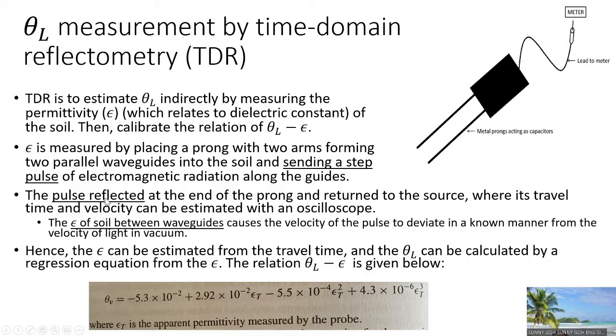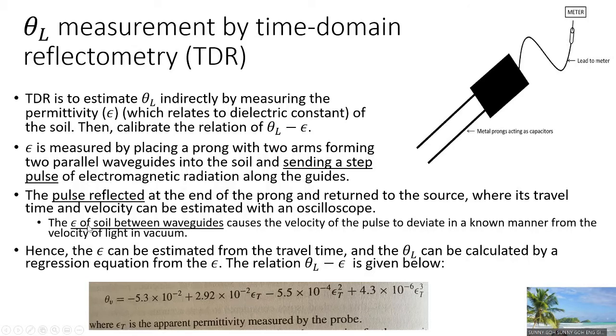And the pulse reflected, so the pulse reaches here and then goes back to the source. So the pulse is reflected at the end of the prong and returns to the source, where its travel time and velocity can be estimated with an oscilloscope. So the meter here is not only measuring but also has an oscilloscope that is able to read the returning pulse, okay.